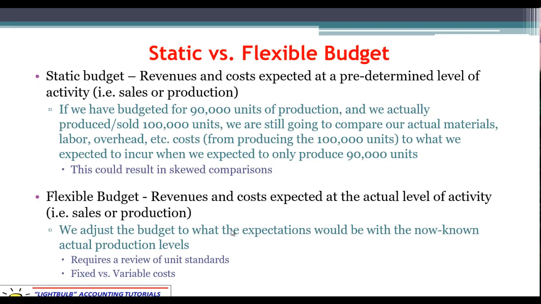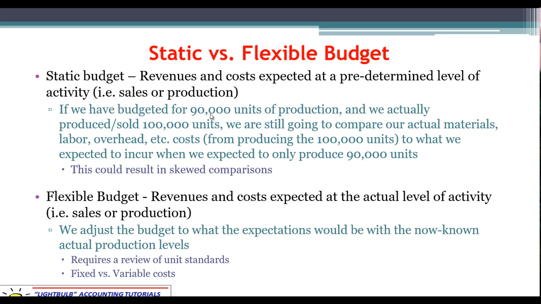Now we'll move on to another topic here. When we talk about the static budget, or when we talk about the budget in general, we have to know exactly what we're talking about. The static budget is what people tend to think about with a budget. The budget committee or whatever work group gets together and they identify what revenues do we think we're going to have and what costs correspond to that, and they generate a static budget. It's a predetermined level of activity.